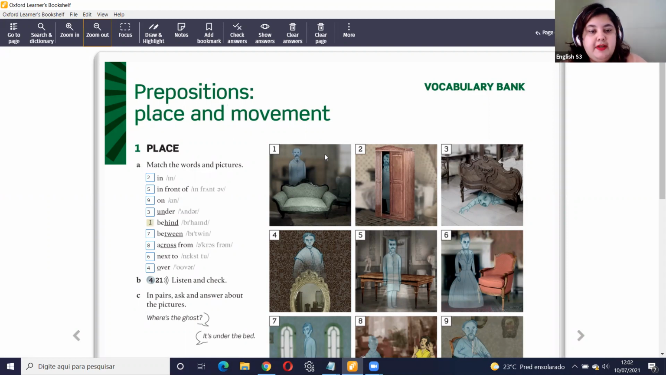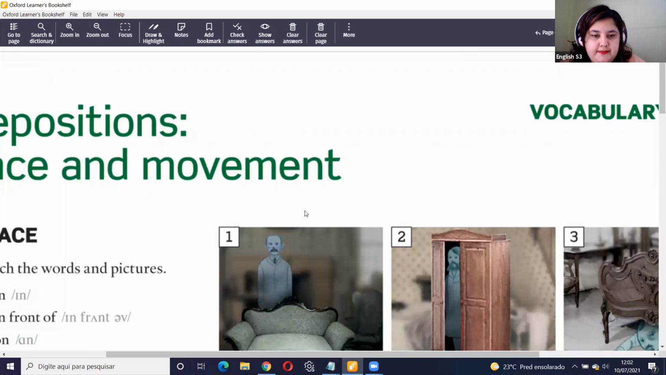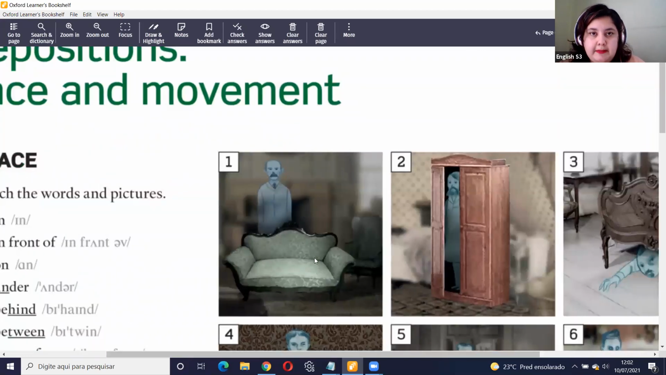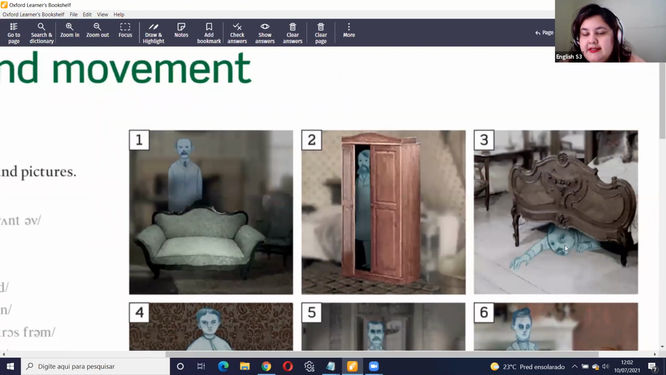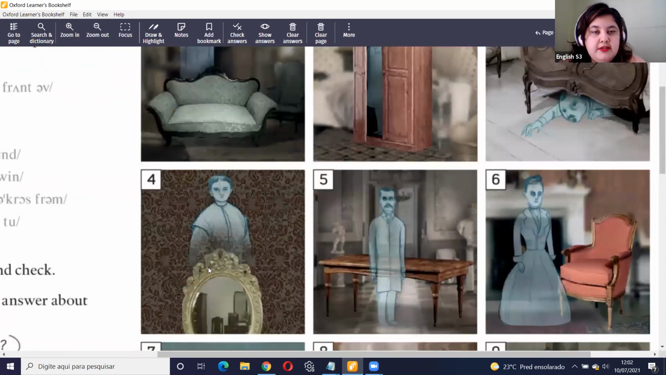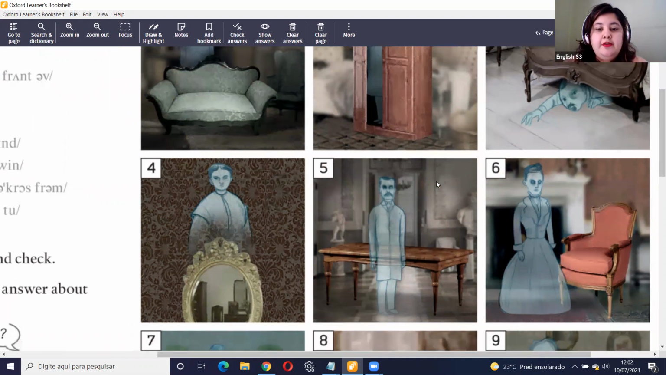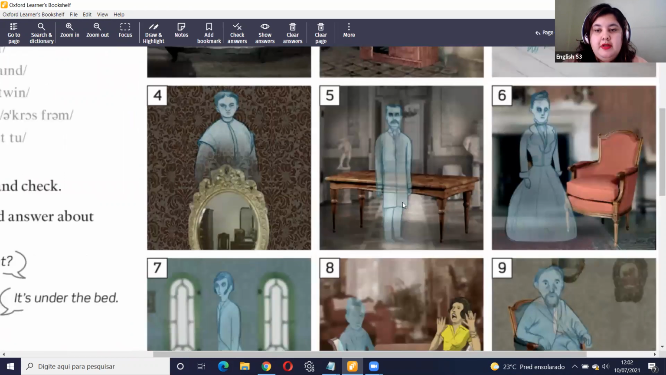For example, the ghost is behind the sofa. Ele está atrás. Ele não está se mexendo, ele está parado. Number 2, the ghost is in the closet. Number 3, it is under the bed. Number 4, it is over the mirror. Lembrando que a diferença do on e do over é: on tá em cima, tá grudado ali em cima. Over está acima. Number 5, the ghost is in front of the table.